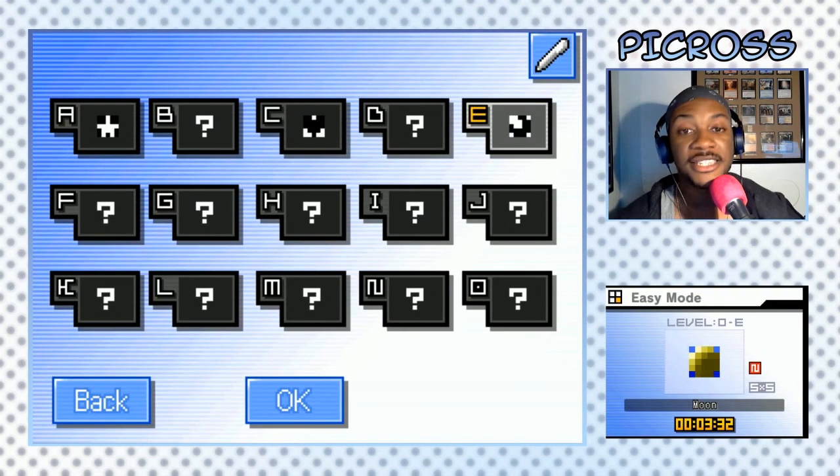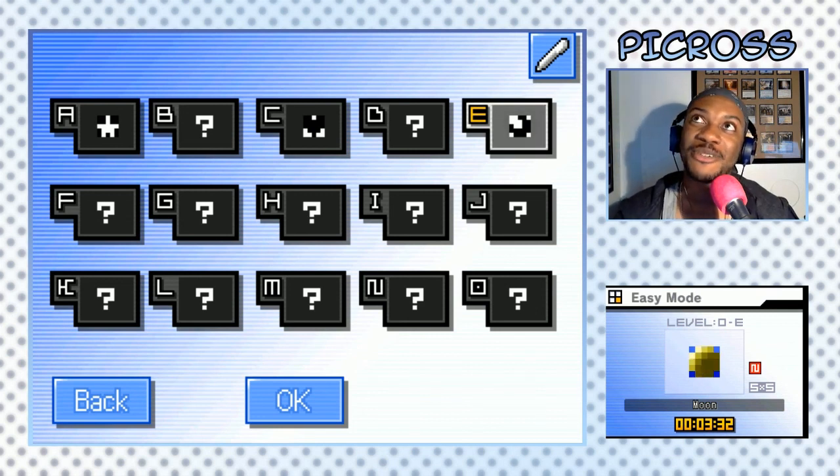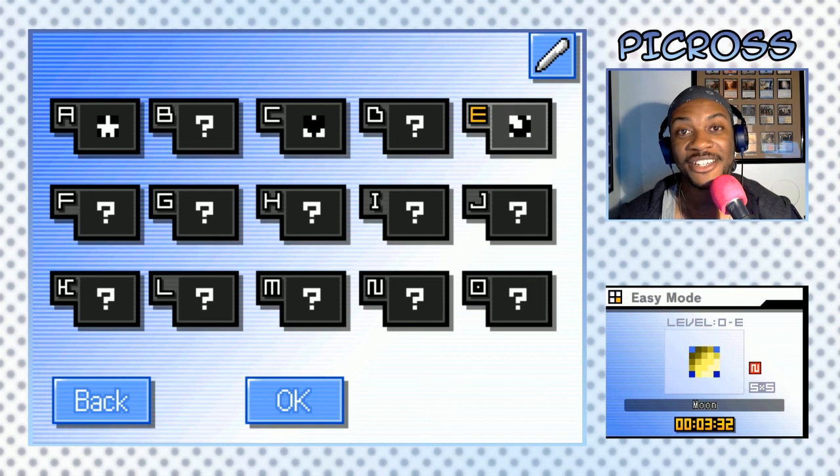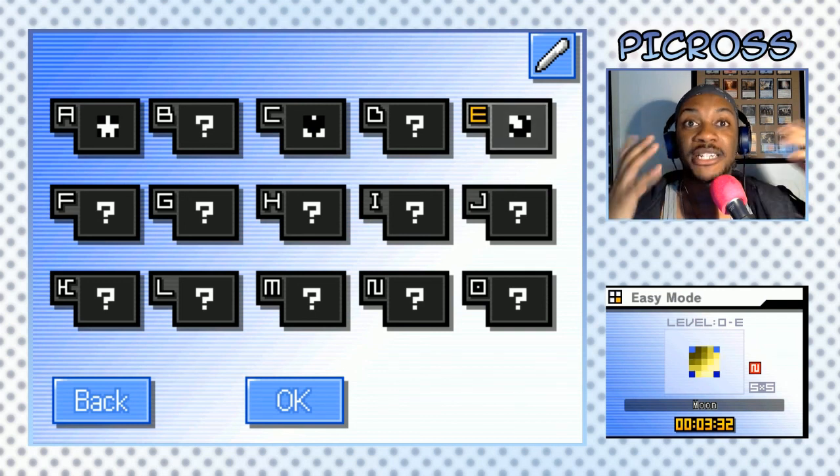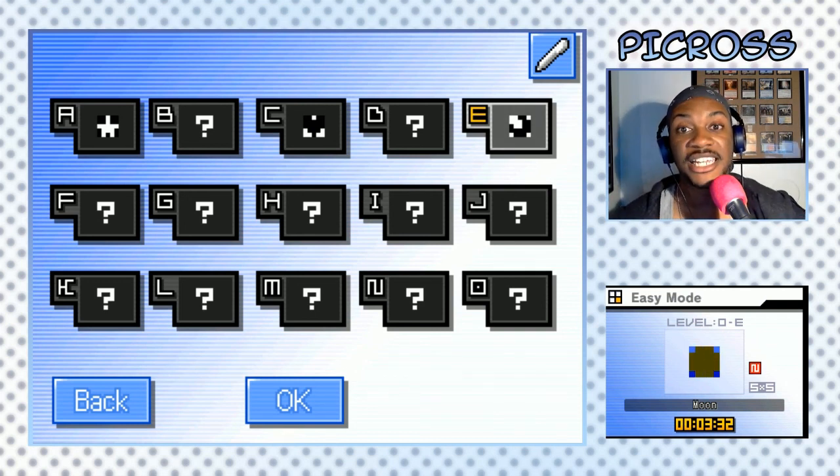Okay. So that's the tutorial on Picross. It doesn't get too much more complicated at this level. I'll make more tutorial videos so that you can see how much you have to think and how much logic goes into puzzles like this.